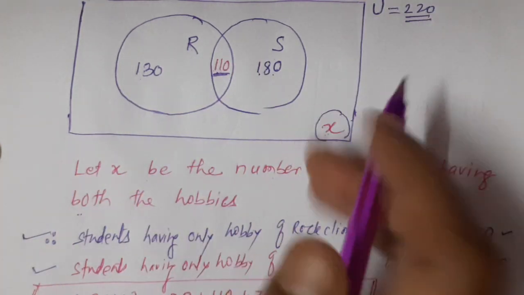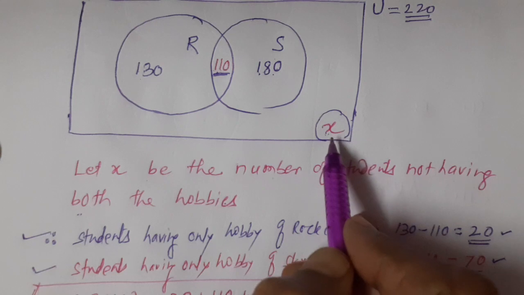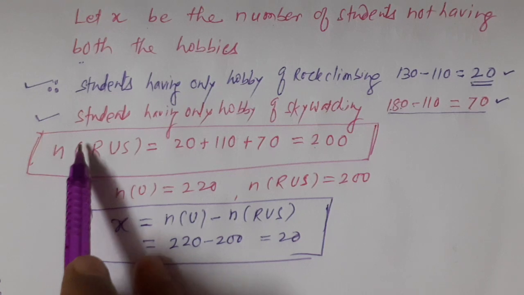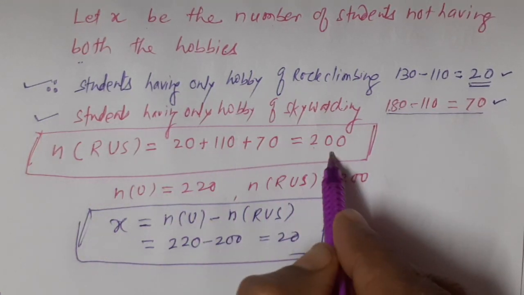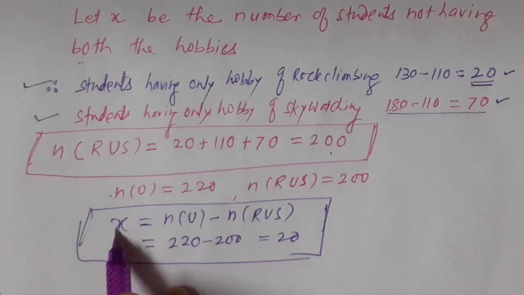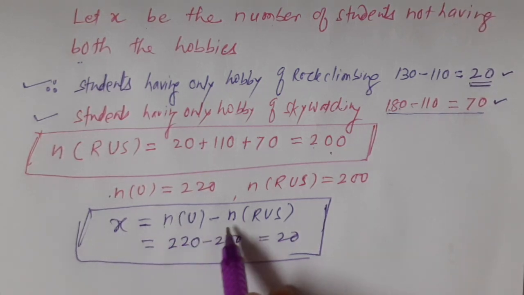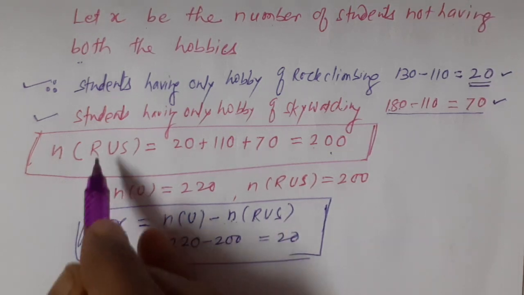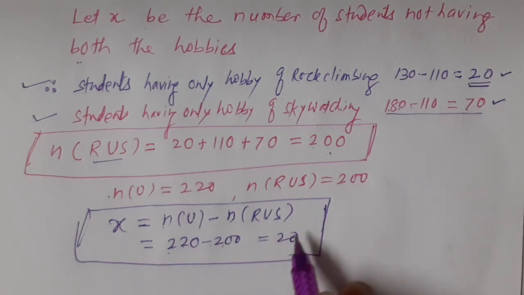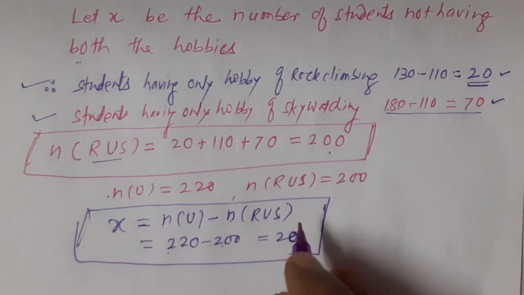It is in the universal set, but these students do not have both hobbies. We have calculated that n of R union S is 200, and the universal set is our total number of students, 220. So x is equal to n of U minus n of R union S, which is 220 minus 200. That comes out to be 20, and that is our answer.